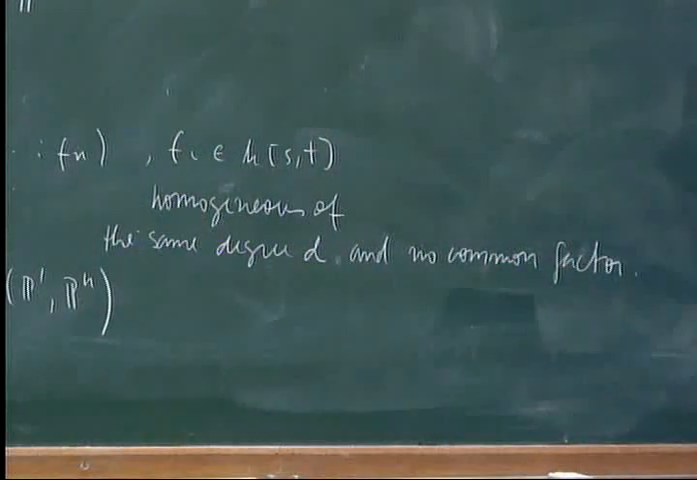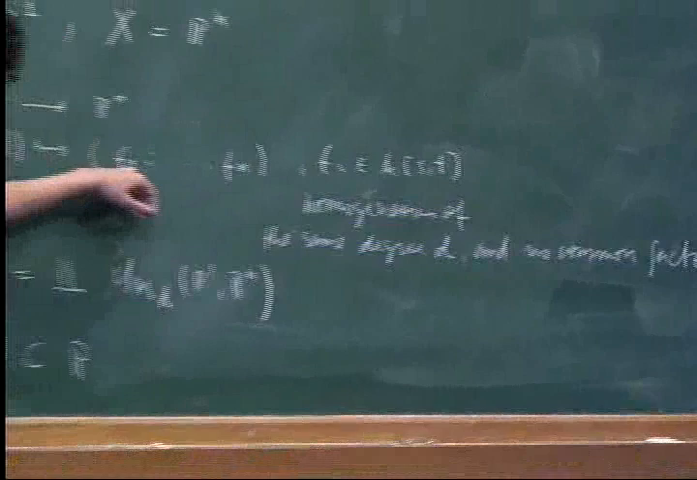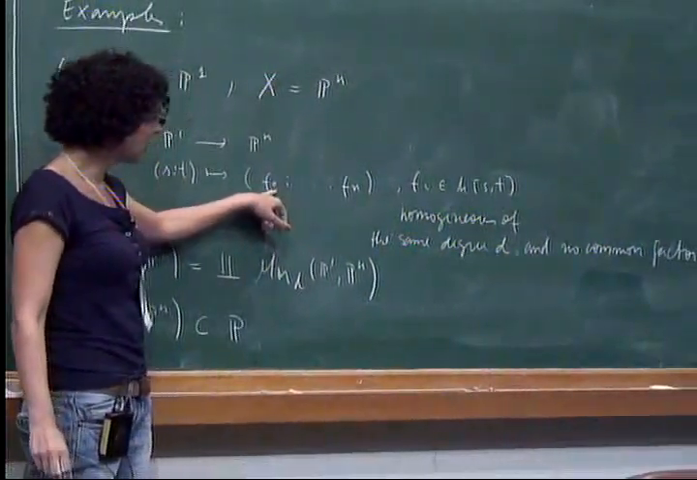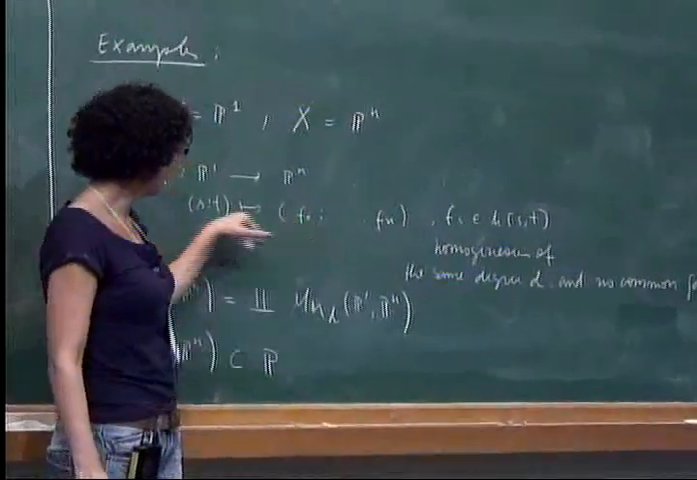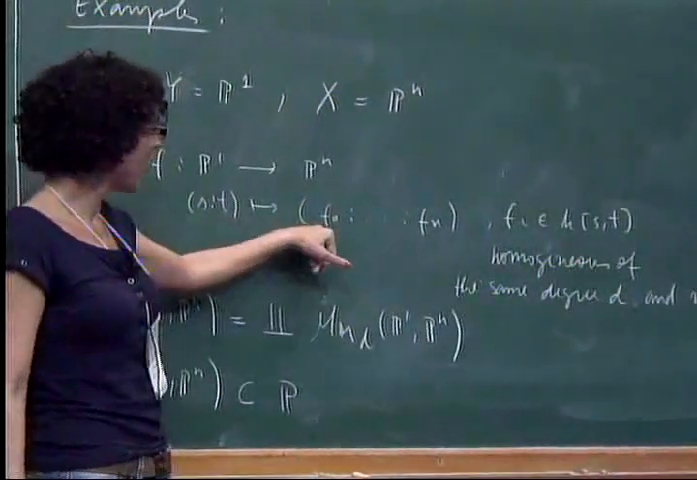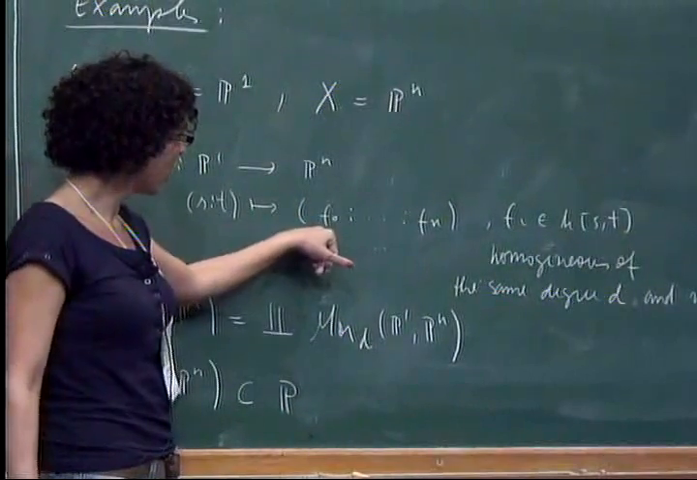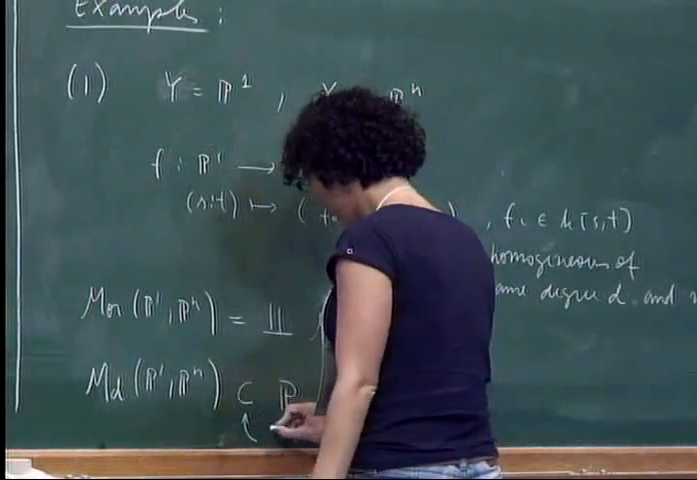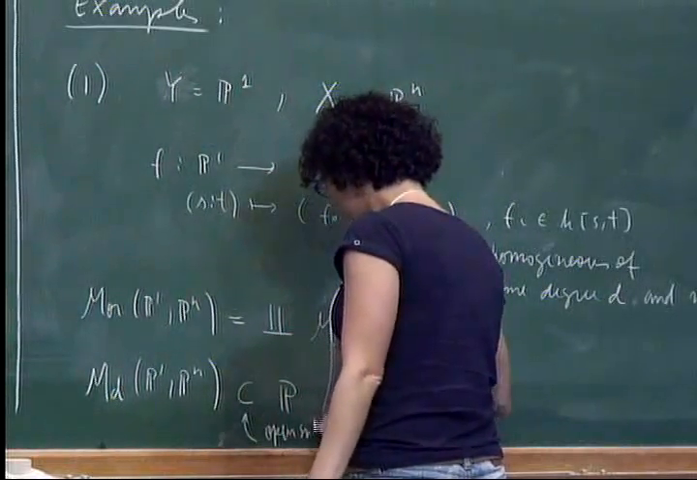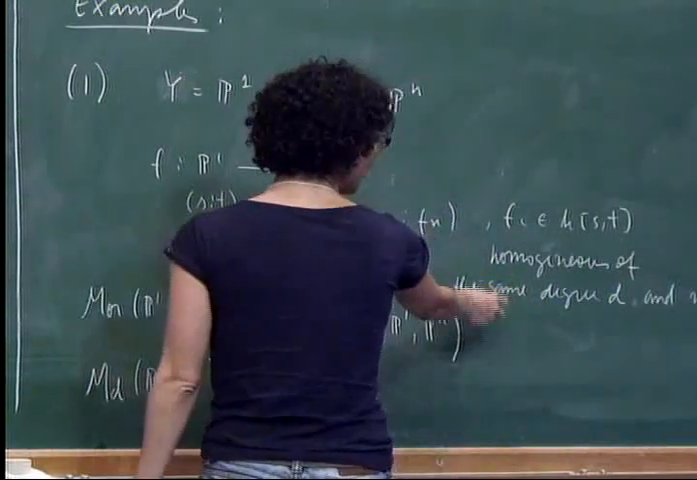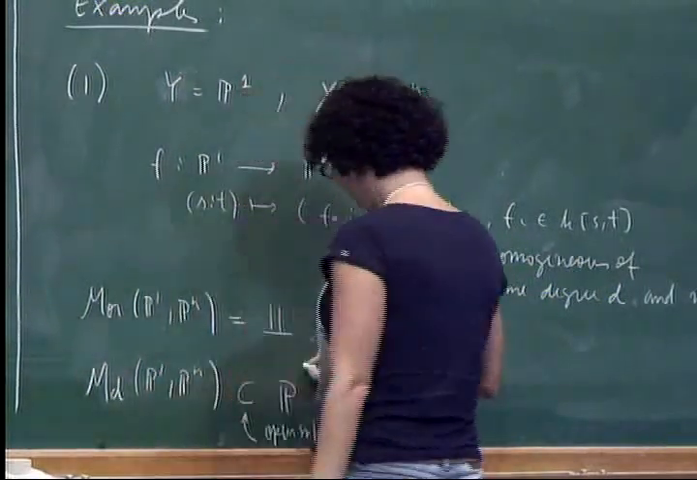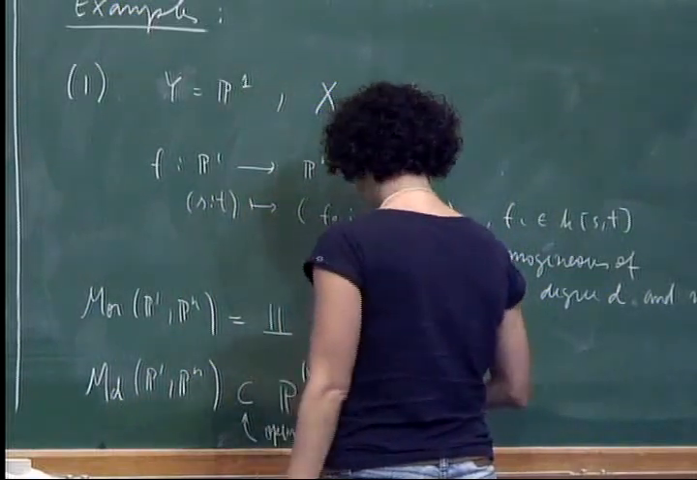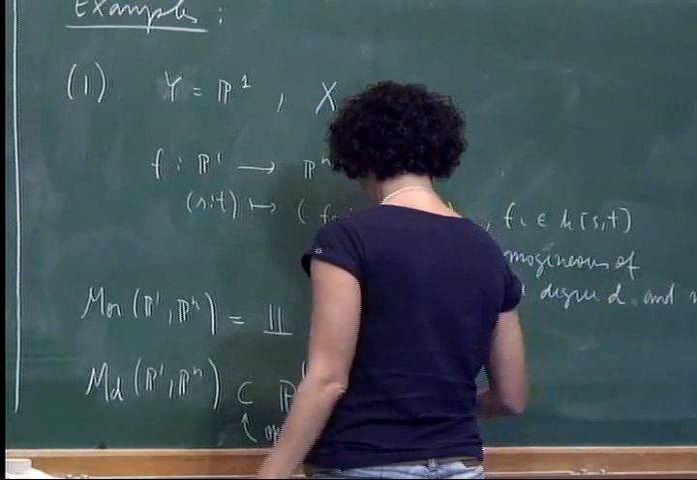And so what we see is that we have to choose n plus 1 homogeneous polynomials of degree d in two variables. For each of those we have a choice of d plus 1 coefficients. So this is going to be an open subset, because we have to remove those that have a common factor, in a space of dimension n plus 1 times d plus 1 minus 1.